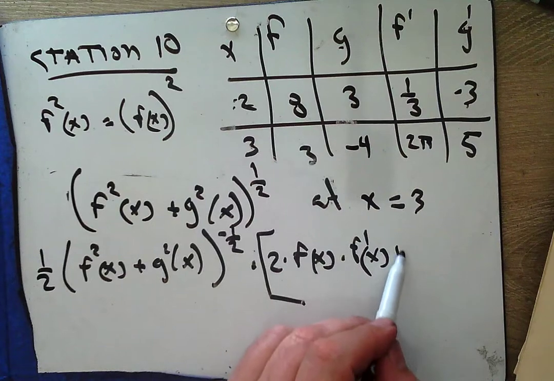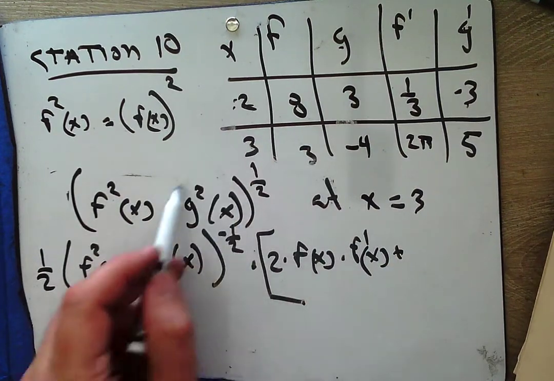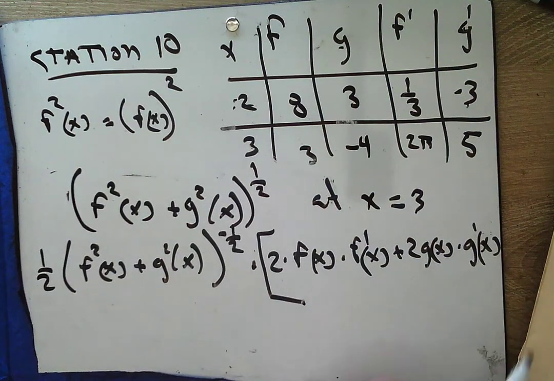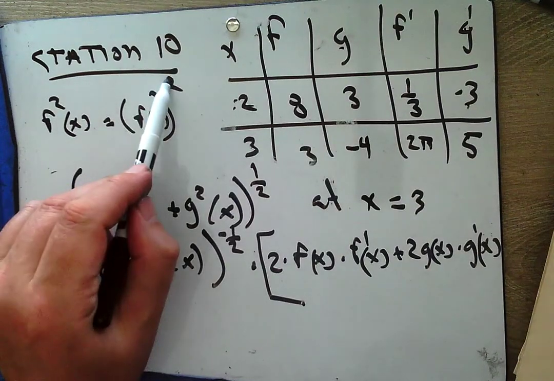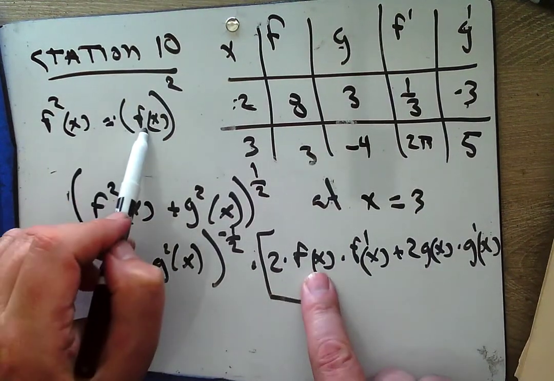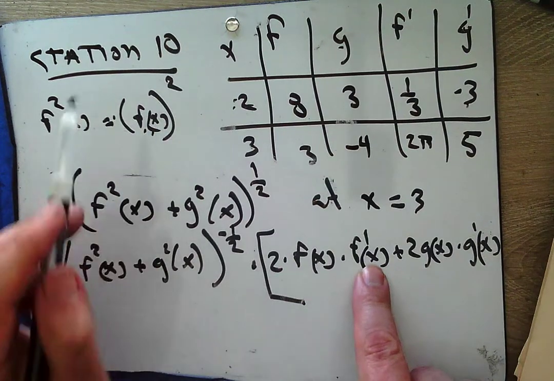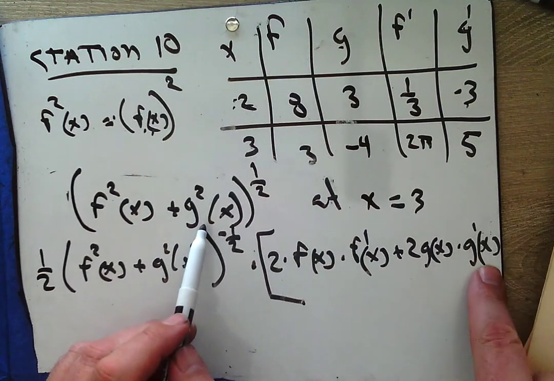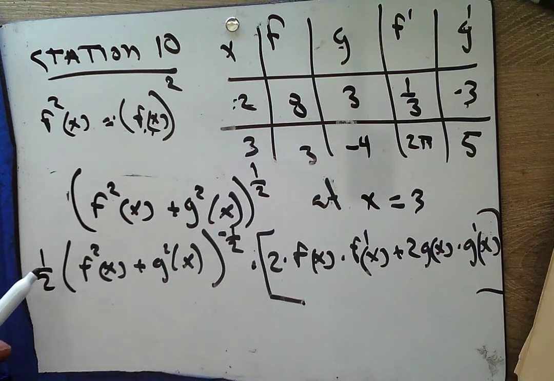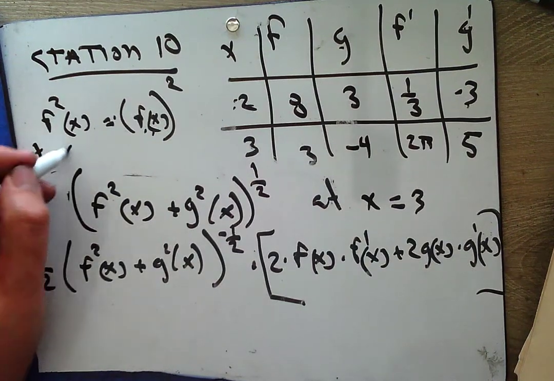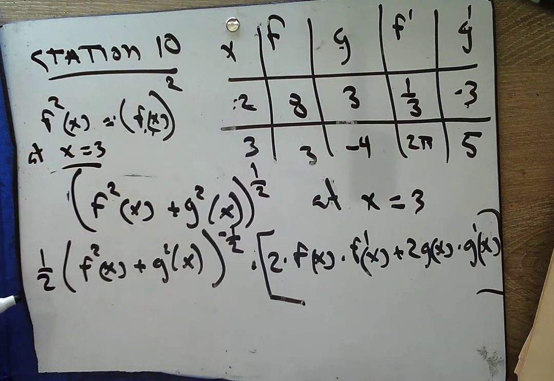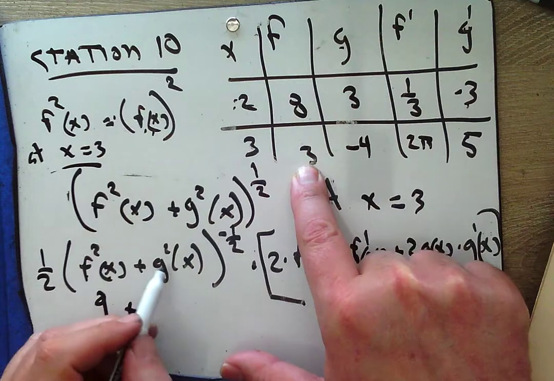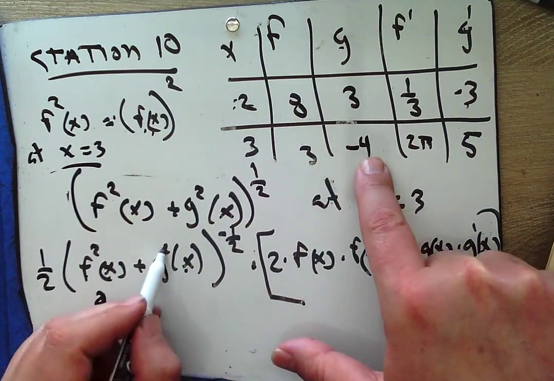We now have a plus sign. And now we have to take the derivative of this, which is going to be 2 times g of x times g prime of x. Right? Because derivative of the outside, I bring that down, leave the inside alone, take the derivative of the inside. And the same thing happens with g squared. Bring the 2 down, leave the inside alone, take the derivative of the inside. All right, but we want to evaluate this at x equals 3. So I want f of 3 squared. I want g of 3 squared.